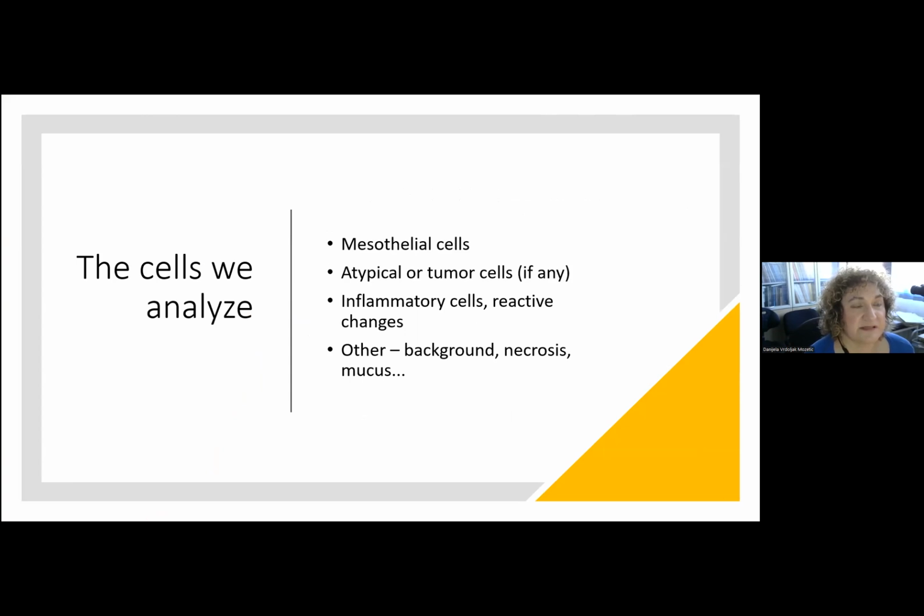So what cells do we analyze? Of course, you know that we have mesothelial cells. We can see atypical or tumor cells, if any. Usually there are some inflammatory cells or reactive changes. And of course, we always observe other features like background, necrosis, mucus, anything.